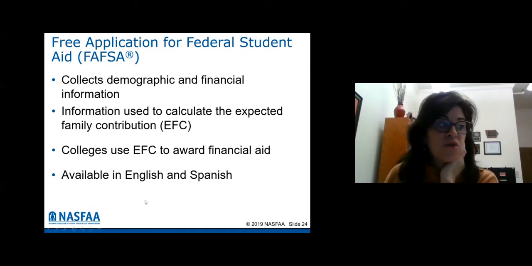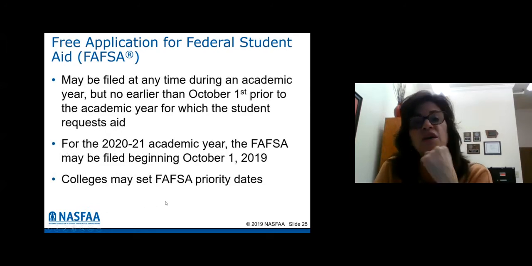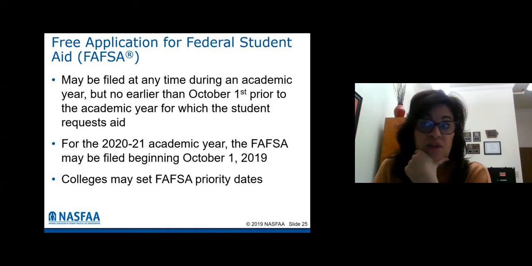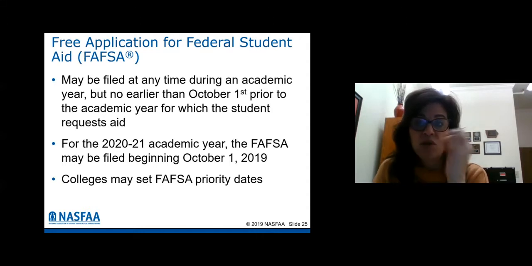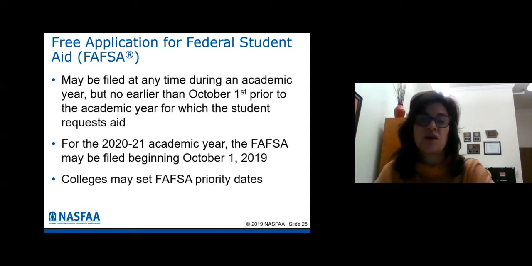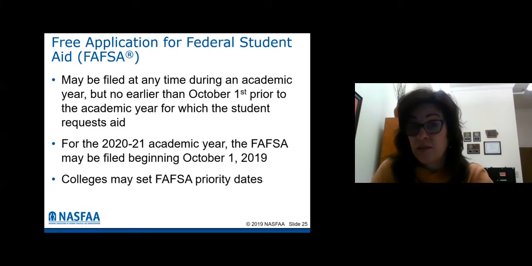Colleges using that EFC to award their financial aid. Your student will list up to, I believe it's 10 colleges that they are interested in. And when you sign and submit the FAFSA, it will come straight to those colleges electronically. It is really important to remember that you're going to be signing up for an FSA user ID and password for both the student and one parent, okay?